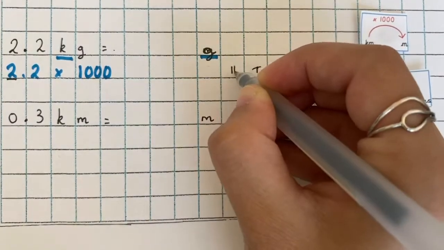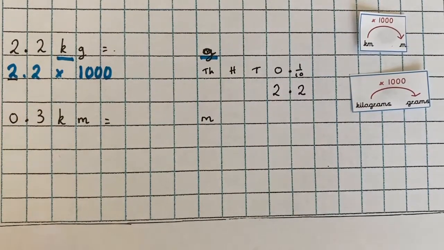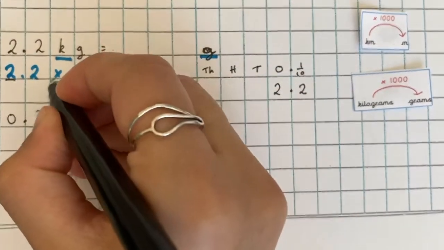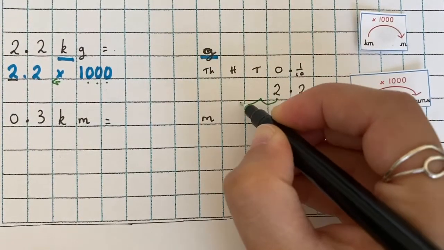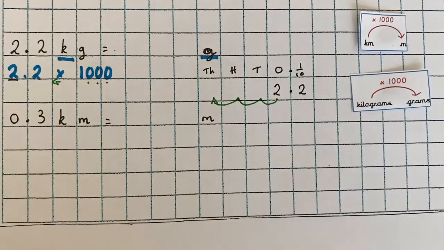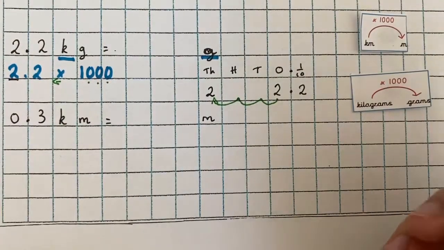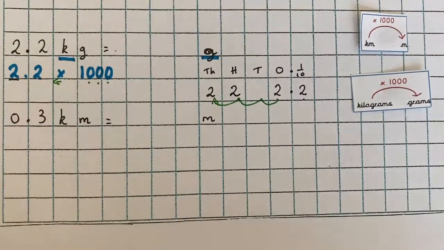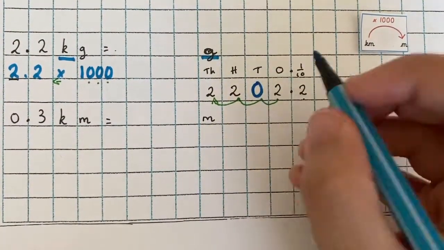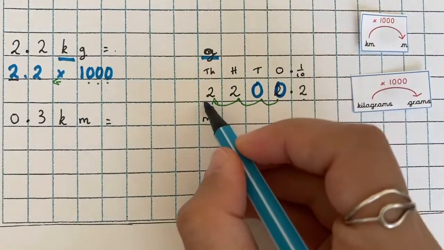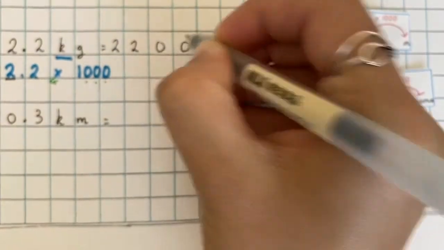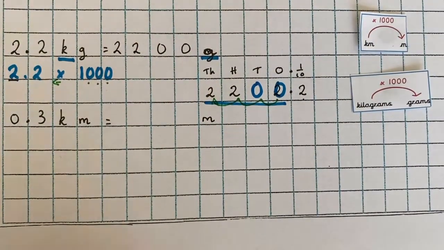Okay, so label the columns. Now, because I'm multiplying by 1,000, the value of each digit will be 1,000 times more. So I'm going to move each digit to the left 3 times. So you can see here my 2 is now in the thousands column. And then I'm just going to look at the digit right next to it. So the other 2 will be in the hundreds column. Now I can't leave the 10s and the 1s blank, so you put 0 as a placeholder. So your answer is 2,200 grams.